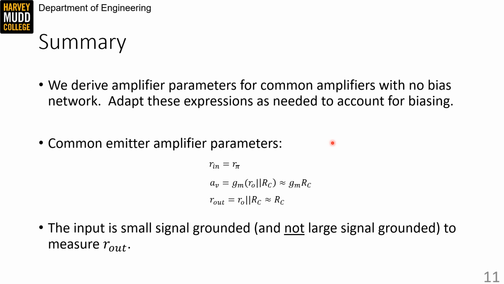With that in mind, here are the common emitter amplifier parameters that we've derived. Rin for a common emitter amplifier is Rπ. AV is gm times RC, though technically gm times Ro parallel RC. And Rout is about RC, technically Ro parallel RC. And just remember that the input is small signal grounded, but not large signal grounded when we measure Rout. So we shut off the small signal Vin source, but we don't hook a wire from the base to ground.